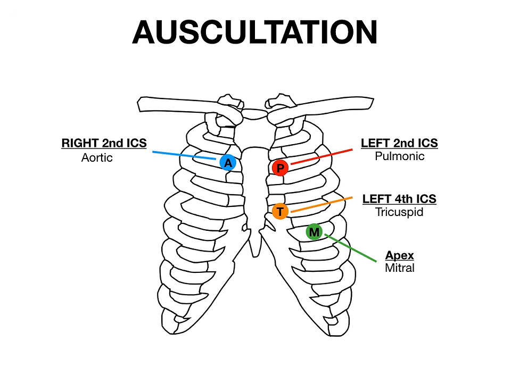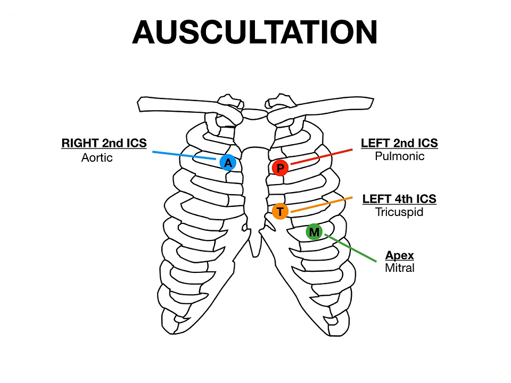APTM, apartment M. The right second intercostal space is known as the aortic area. The left second intercostal space is known as the pulmonic area. The left fourth is the tricuspid area, and then you have the apex, which is the mitral area. So get this down and commit this to memory first. This is good not only for exams, but also for when you enter your clinical rotations and have to know where to place your stethoscope when you're actually listening to somebody's heart.